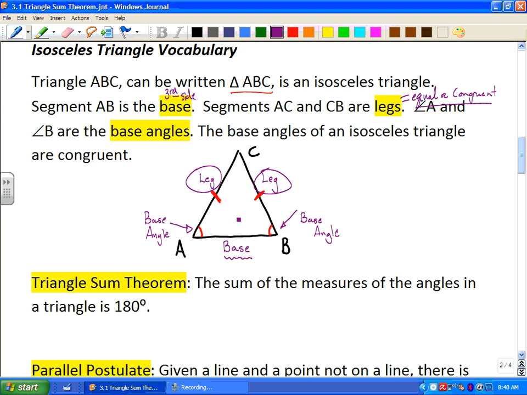Now, the base angles. The base angles share a common word with base. All right? Base and base angles. Pay close attention to where the base angles are. If I have my base here, my base angles are where my leg and base meet. Where the leg and base meet, those two angles are considered base angles.